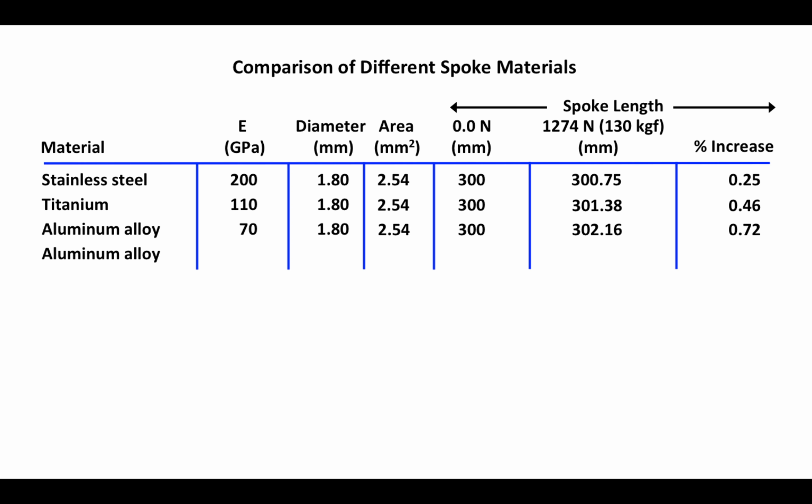Let's do an interesting comparison here. Let's say I start with an aluminum alloy spoke with that modulus, and I start with a spoke that's 300 millimeters long. My question is this: what does the diameter and the cross-sectional area have to be to give me the same strain as I have above with the stainless steel spoke?